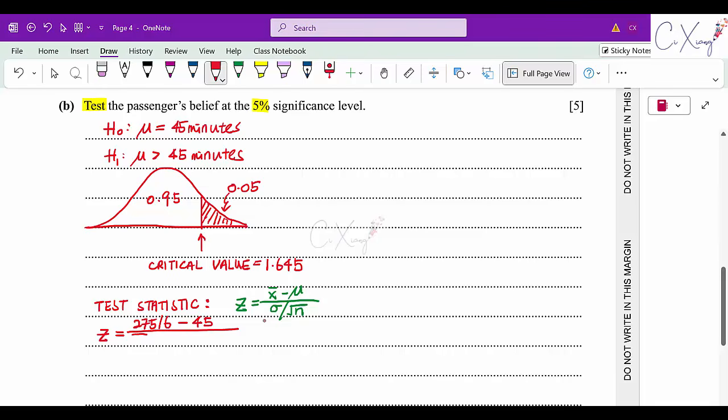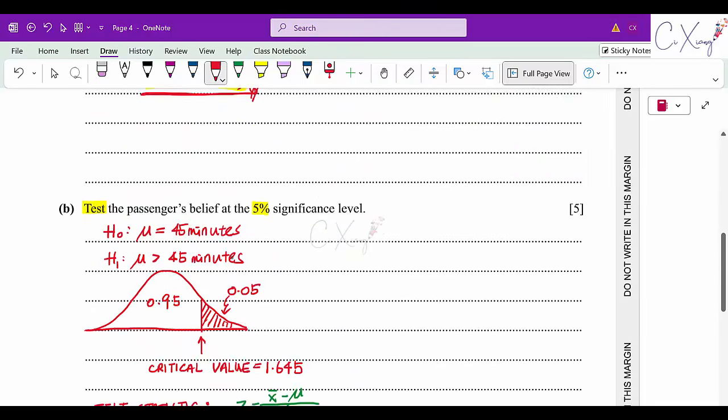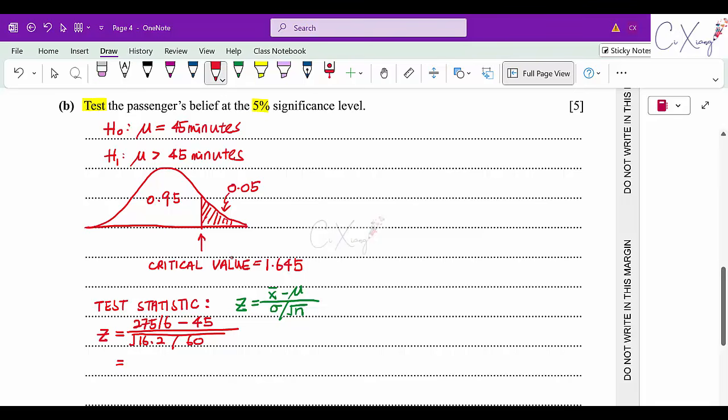So the variance value I have is 16.2. I write it short, but when I press the calculator, I press a long value. Then divided by the n. What is the sample size? 60. Please take note that this is the unbiased estimated population variance. But I want to find out the standard deviation, therefore I have to square root it. Then what's the value of the Z that we have here? By right, you should be getting 1.602. And this is my test statistic.